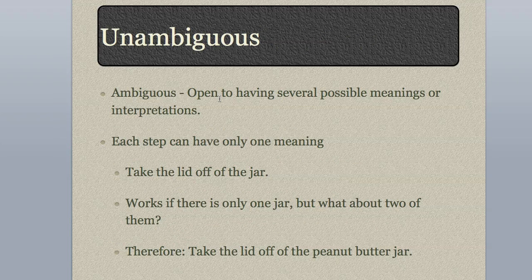Ambiguous means that it is open to having several possible meanings or interpretations, right? Each step can only have one meaning. Take the lid off the jar. Pretty clear, right? That works fine if there's only one jar, but what if there are two of them nearby? You have a jar of pickles, you have a jar of peanut butter. Let's go ahead and pop the lid off of the pickle jar, because, hey, I like Vlasic anyway, right? And then go ahead and try to smear that on your bread with a knife. Ain't gonna work too good. So we need to make sure and clarify by saying, take the lid off the peanut butter jar, okay?